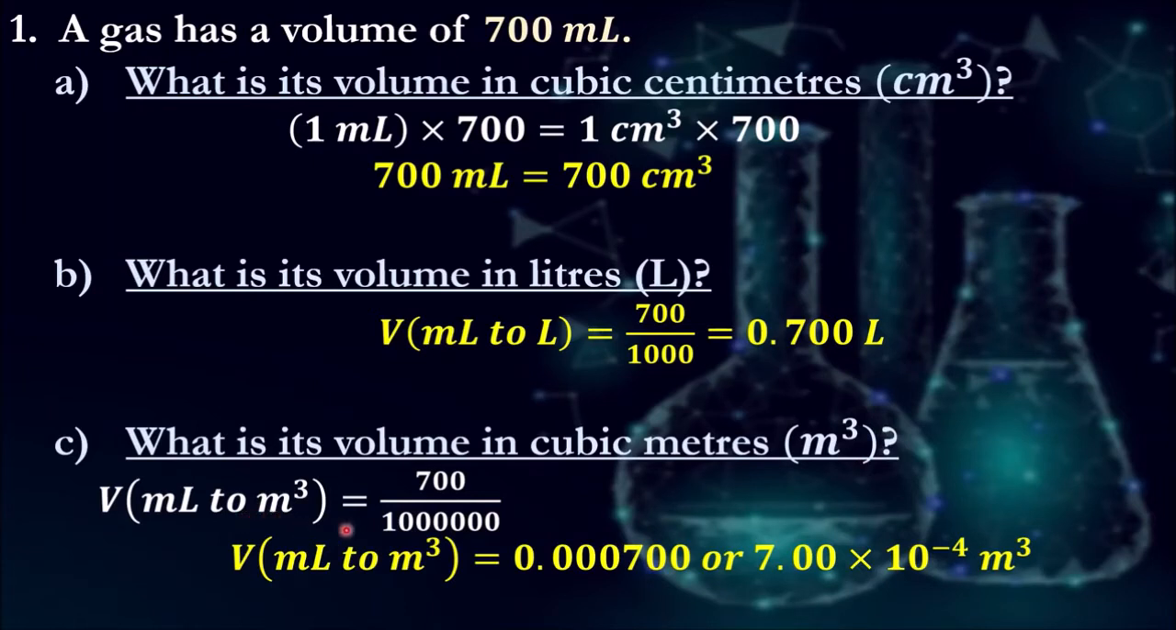remember a cubic meter is essentially 1/1,000,000th of a cubic centimeter. So 700 over 1 million, so it's 0.0007, or you can write it in scientific notation. So 1, 2, 3, 4, the decimal point comes here. That's why we write 10 to the power of -4 here.